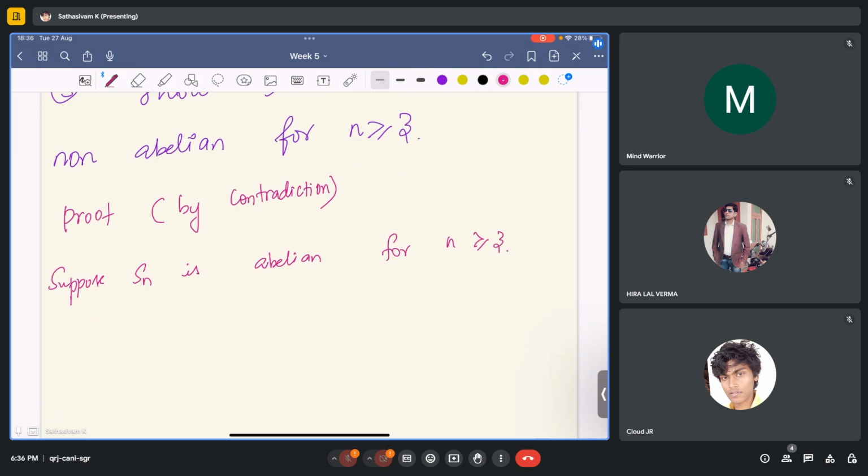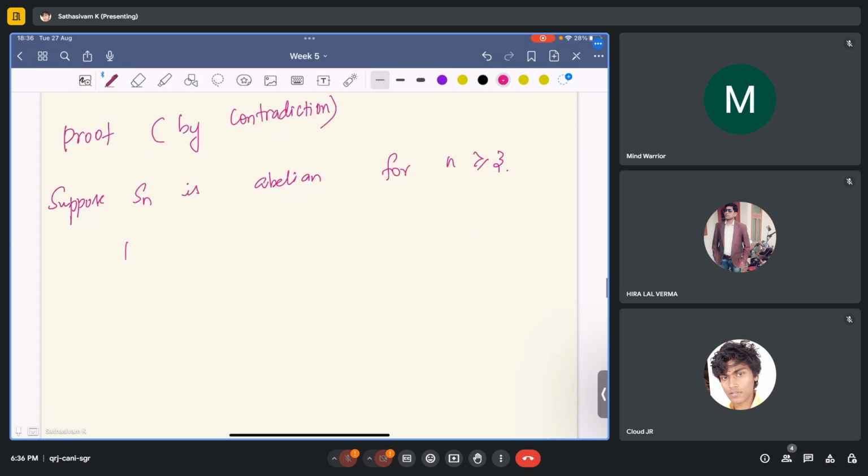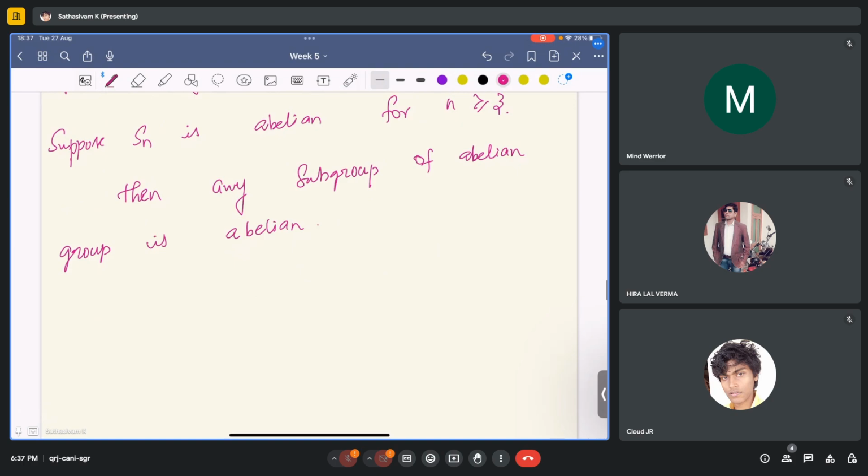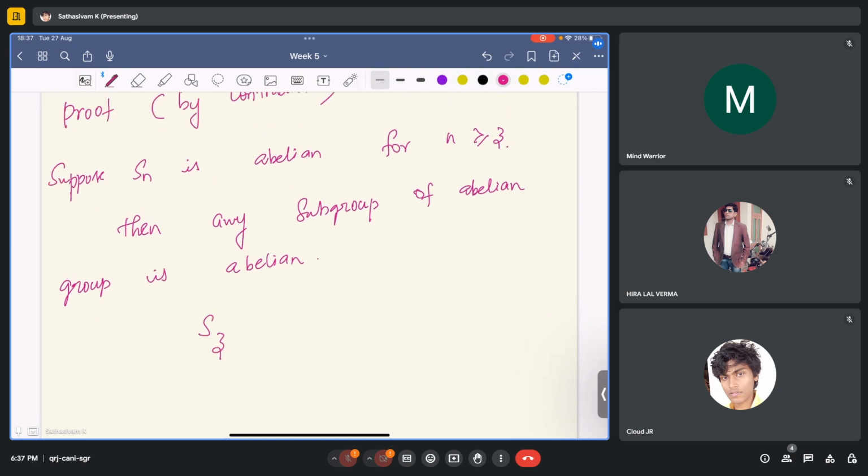So if you have an abelian group, what can you say about its subgroup? The subgroup of an abelian group is also abelian, right? So any subgroup of an abelian group is also abelian, right? So this we have. So what we observe here is this S3 is contained in Sn for all n greater than or equal to 3.